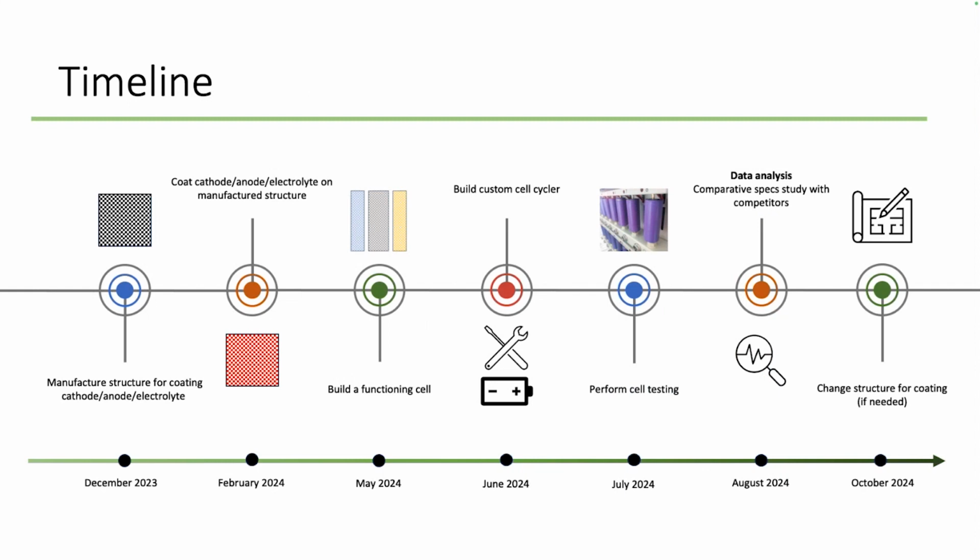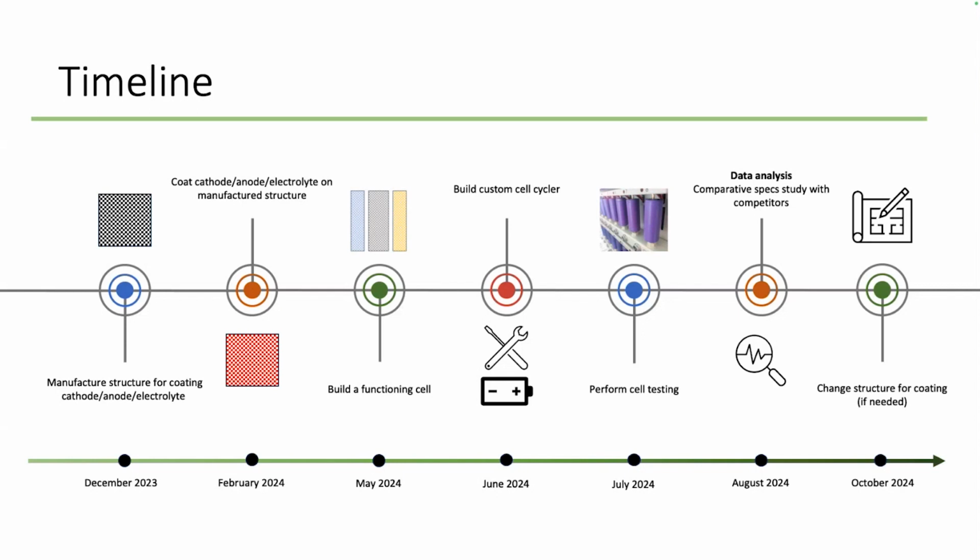So what's our timeline going to look like? First, we're going to manufacture that structure that I just talked about, and we're in process. We're going to get it done by December. Moving on, we're going to coat the structure that we made with the cathode, anode and electrolyte materials. That's going to be the challenging part, and that's why we predict a longer time frame. Our goal is to build a functioning cell by May.